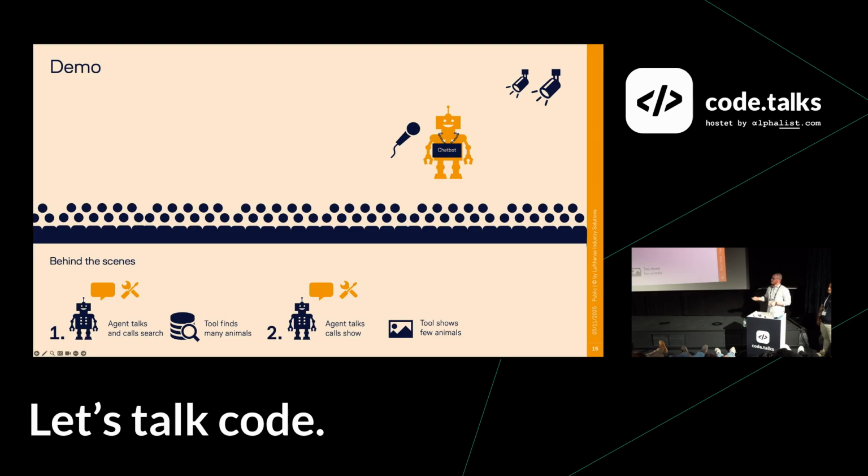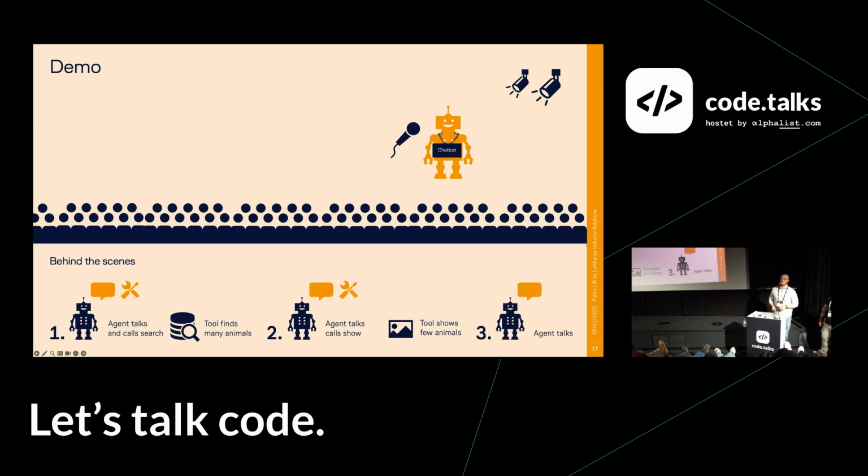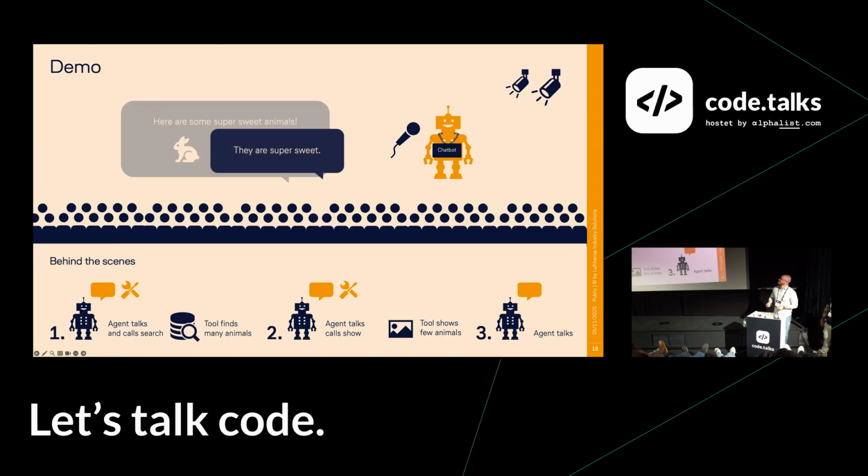And in the second invocation, we would also, of course, talk, as that's what chatbots are made for, and we would use the show tool if we've prompted everything correctly. And that show tool would then actually show images of the animals. And that would look a little bit like that: here are some super sweet animals, actually showing images of those animals. And with that, as usual, we've now called a tool. That tool would feed its response back into the context, and we would call the LLM a third time once again. And that would, again, do what agents are supposed to do and talk. And it would say something like, they are super sweet.